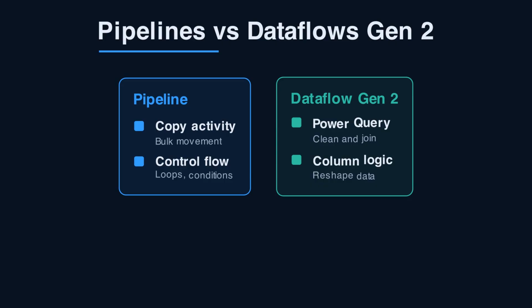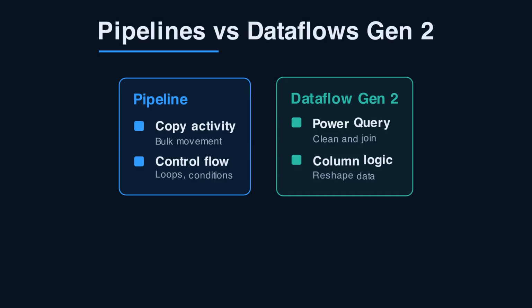A pipeline is an orchestrator. It's a directed graph of activities. Copy data, run a notebook, invoke a stored procedure, call another pipeline, with control flow like if conditions and for each loops. It moves and coordinates but does little reshaping itself.